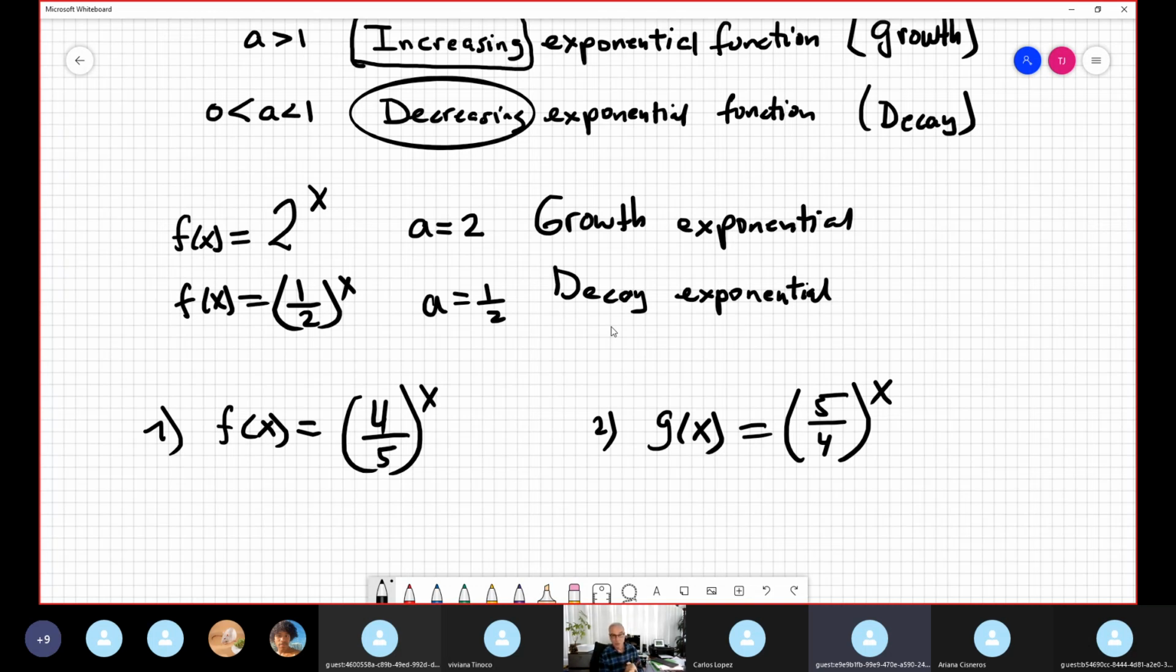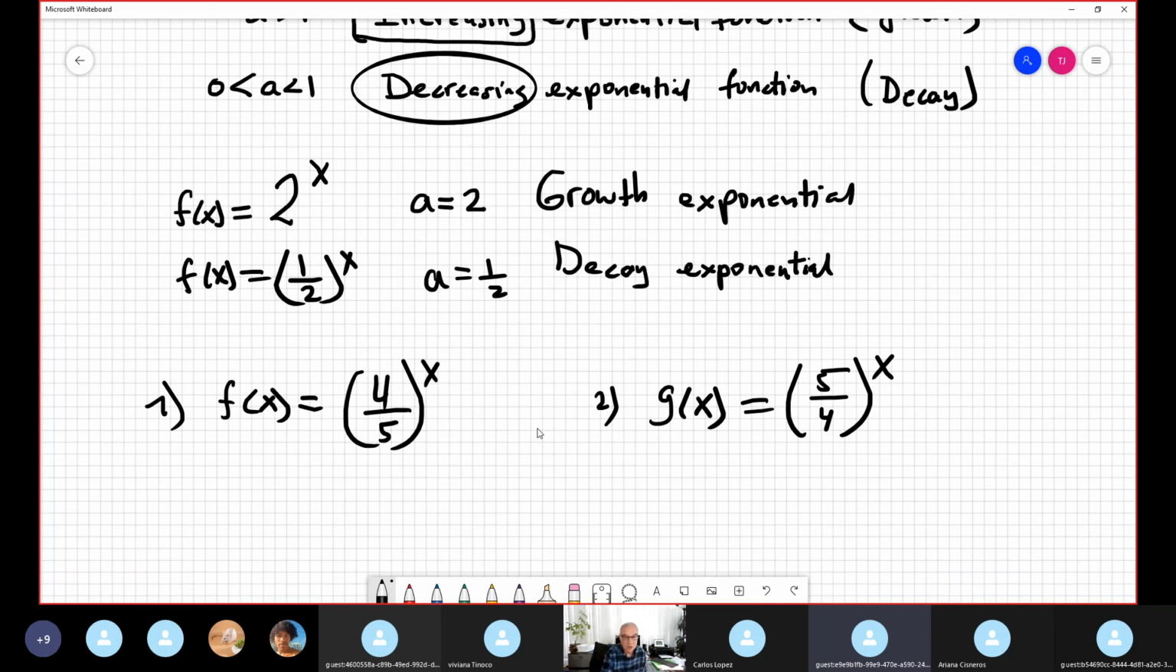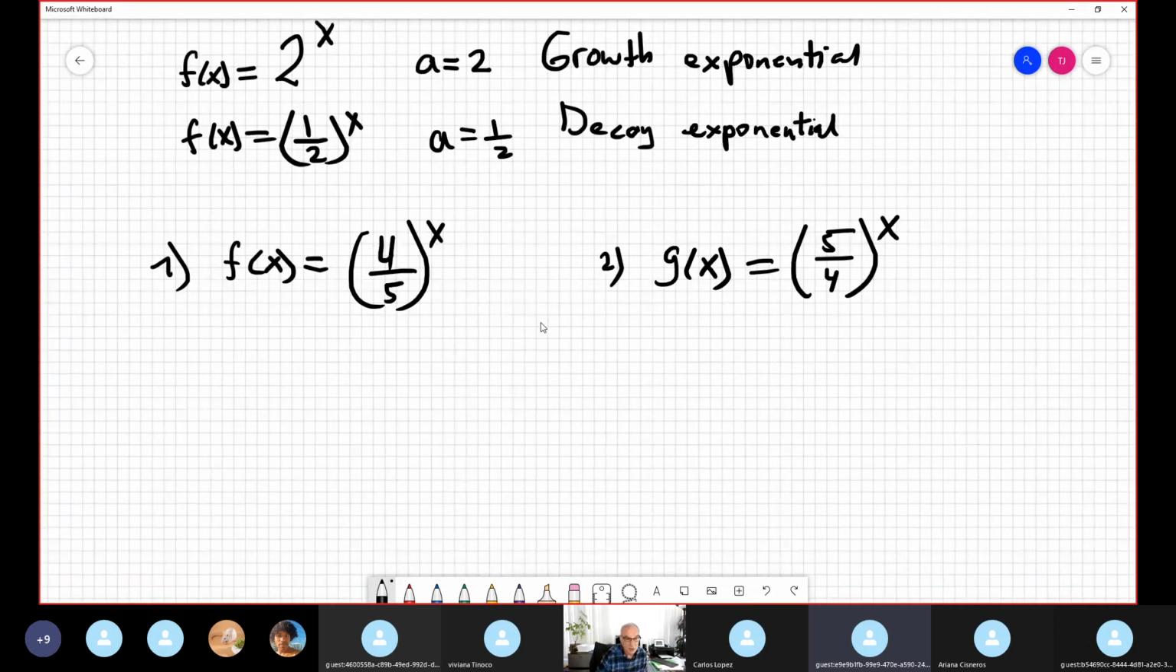Opinion. Both functions are exponential, yes or no? So we have two questions here. First one is number 1, the second is growth. The first one is decay, and the second, growth. Yes, perfect. And both are exponential, right? Yes, no problem, because the base is an important number now, and the base is non-negative.